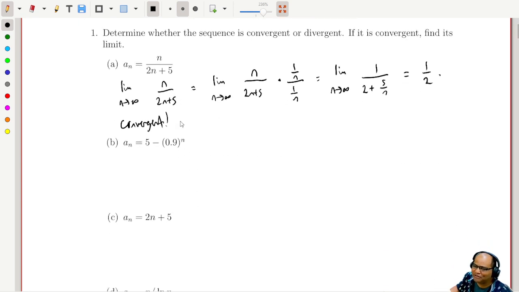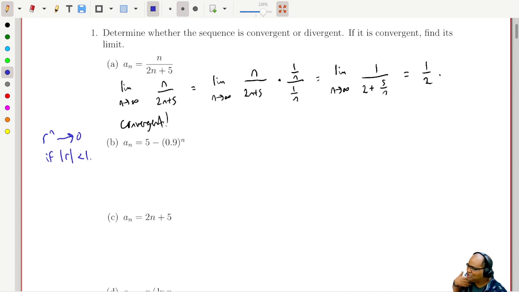All right, let's look at the next one here. We've got 5 minus 0.9 to the n, something that is geometric in nature. Let's write down a little fact here. Any sequence of the type r to the n will go to 0 if the absolute value of r is less than 1.